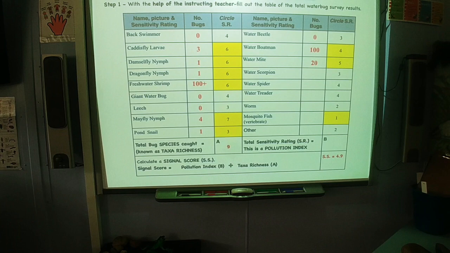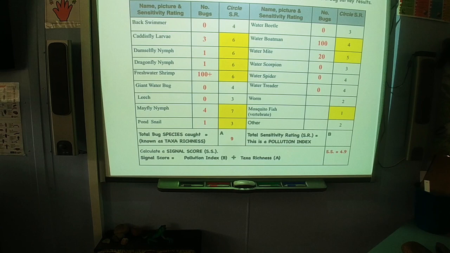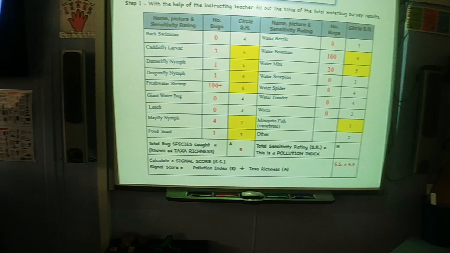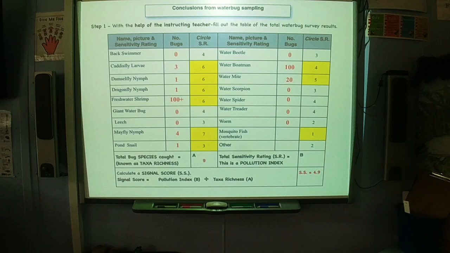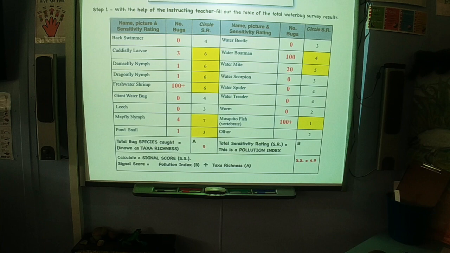No water scorpions. Not lucky enough to see those today. No water spiders. No water treaders. No worms. However, we do have a mosquito fish. Here is a mosquito fish. This is what they look like. There were also lots of them. Mosquito fish is an introduced species. It can survive in many different types of environments. They don't tell us much about water quality. There were 100+ of these, so we're going to estimate them at 100+. Other, there was nothing.